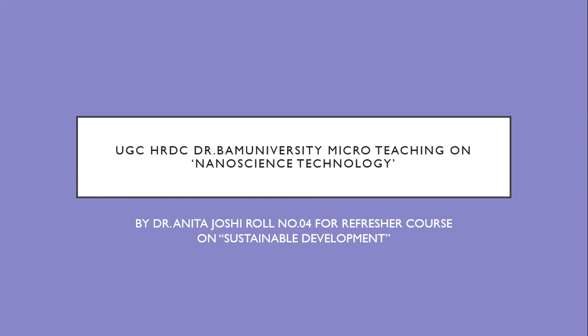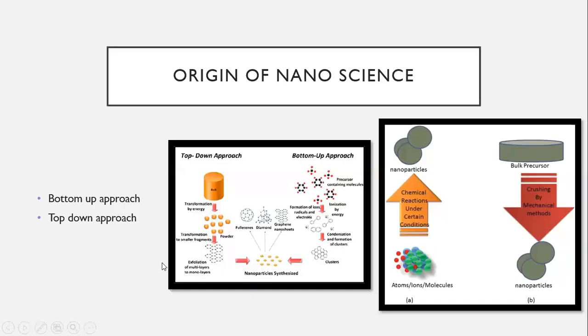Next slide, please. So, nanoscience is a multidisciplinary field that explores phenomena and manipulates materials at the nanoscale, which is typically defined as a range of approximately 1 to 100 nanometers. The origin of nanoscience can be traced to several key developments in science and technology.